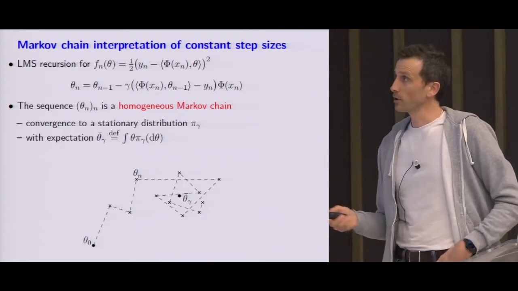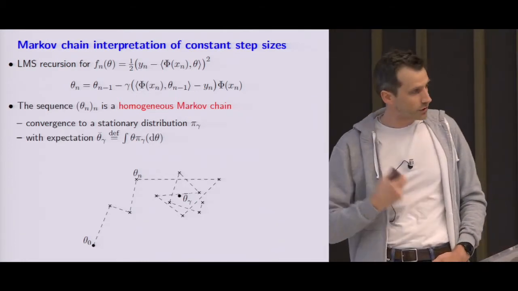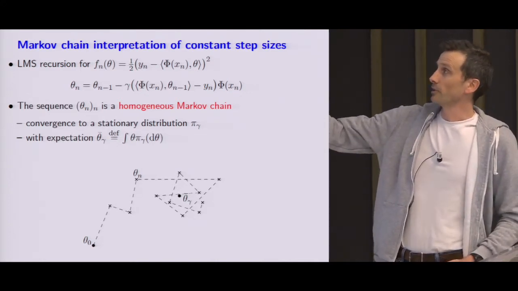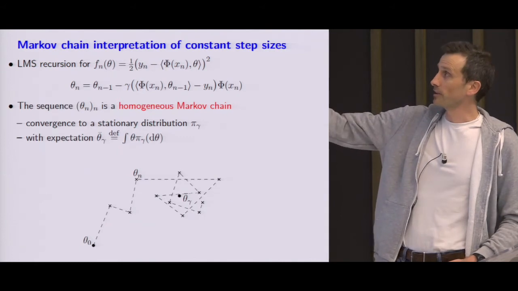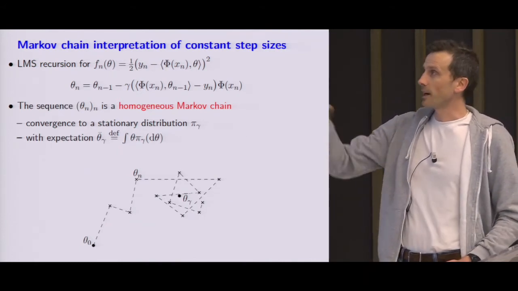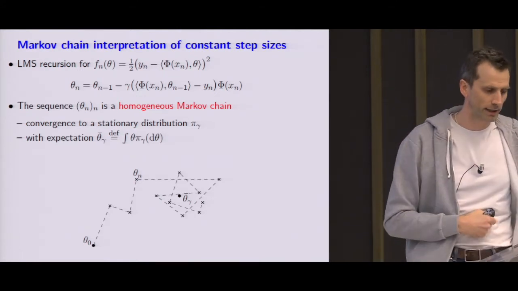So if you look at the square loss, if you look at my recursion, I have to compute the gradient of my square loss. So this is a square function, okay? So this is a residual times my feature, and I do a step size, which is a constant step size. So this is one simple application of computing gradients.